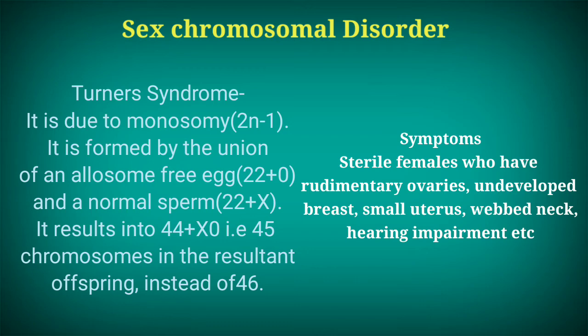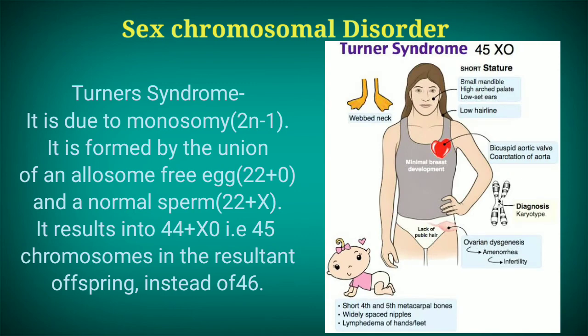So this happens in the sex chromosomes of the individual, and this also takes place due to the non-disjunction of the sex chromosome, where both the X chromosomes go to one gamete, and the other gamete does not bear any kind of sex chromosome. So the genotype for Turner syndrome will be 44 plus XO, that is, 45 chromosomes in total.